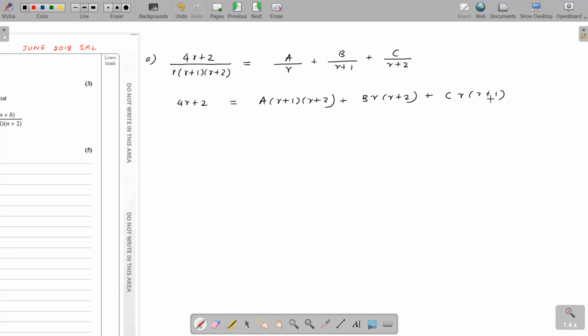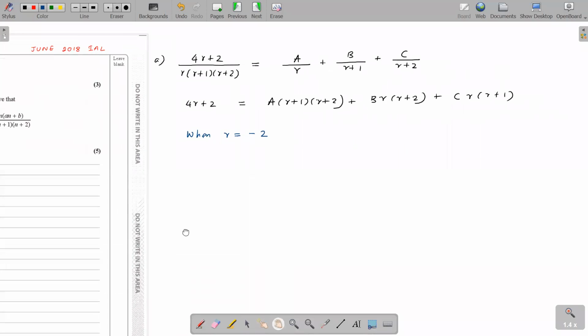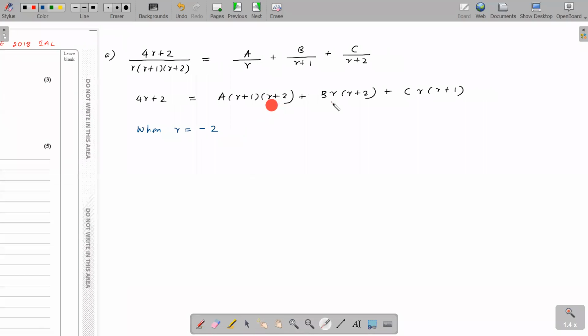Okay, so now it's time to either compare coefficients or put values for r so that you can get your values of A, B and C. When you are inputting values, use values for r that are advantageous so that many terms will cancel out. Can I know an advantageous r value? When r is minus 2, that's correct. Because when r is minus 2, you can see certain brackets completely cancel out.